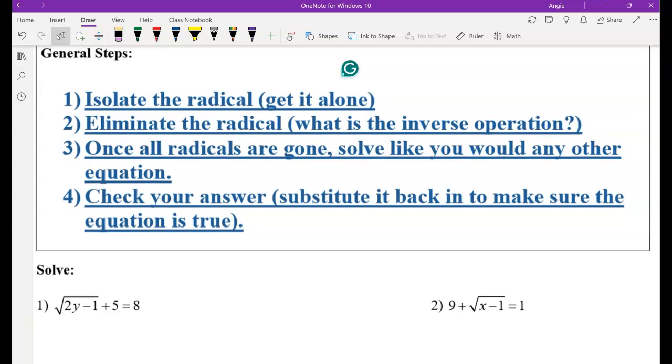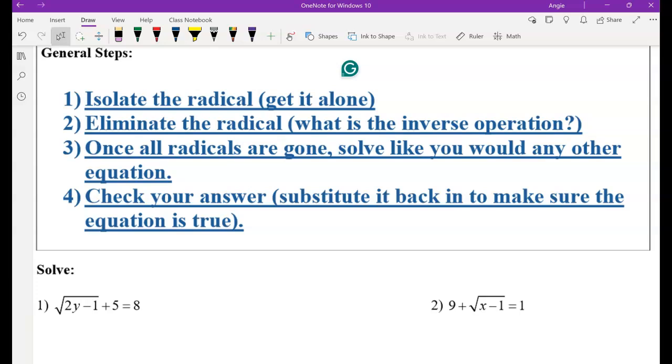You guys have 4 blank lines on your notes outline. Please copy this down. The first one is to isolate the radical, get it by itself. Remember, when we were solving absolute value, we isolated the absolute value. When we were solving for quadratic, we isolated the quadratic. So in this case, we are going to get the radical by itself. Step number 2, eliminate the radical.